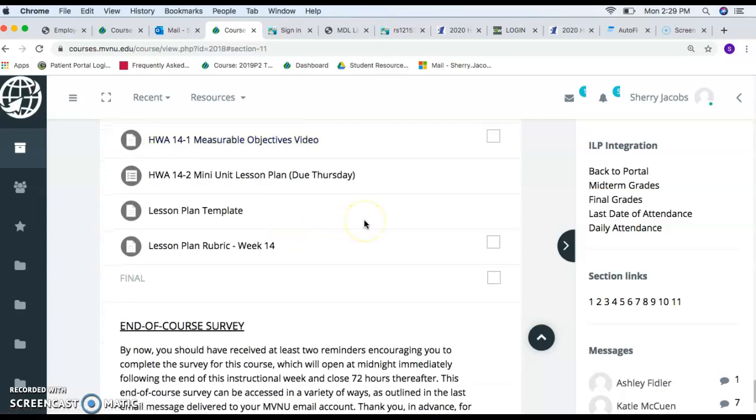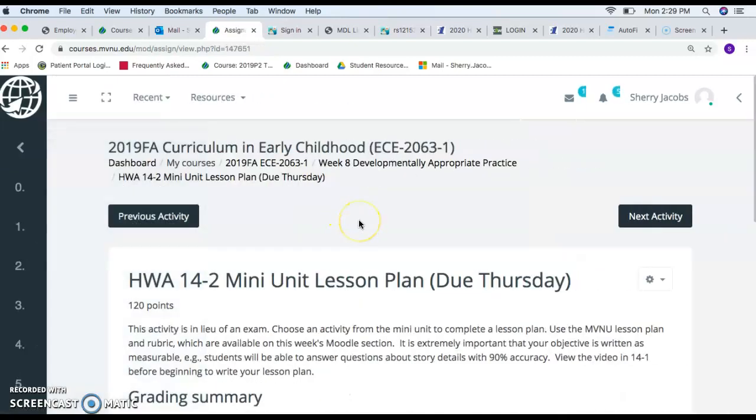Week 14. We're going to be looking at a video about measurable objectives. Measurable objectives are extremely important, and they tend to be something that take a little time to get used to writing. And that video you will find extremely helpful. And you're going to be looking then at the mini unit lesson plan.